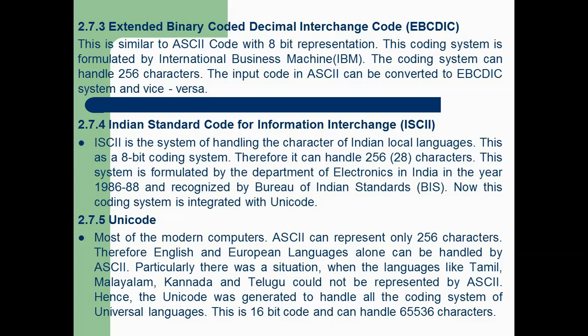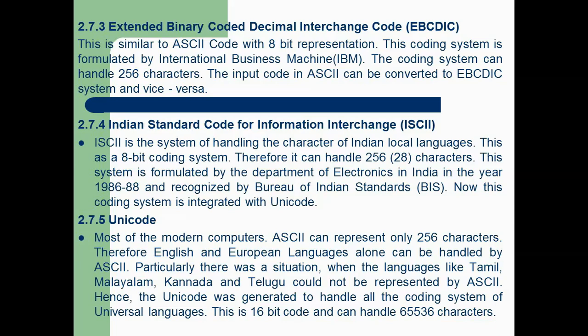The next coding system is the Indian Standard Code for Information Interchange. This coding system can handle up to 256 characters, because it is an 8-bit coding system. That is, 2 power of 8 is equal to 256. It was formulated by the Department of Electronics in India in the years 1986 to 88, recognized by the Bureau of Indian Standards. Now this coding system is integrated with Unicode.